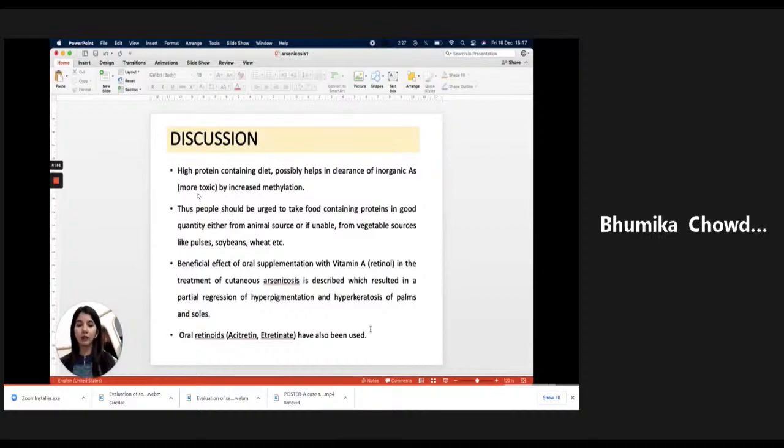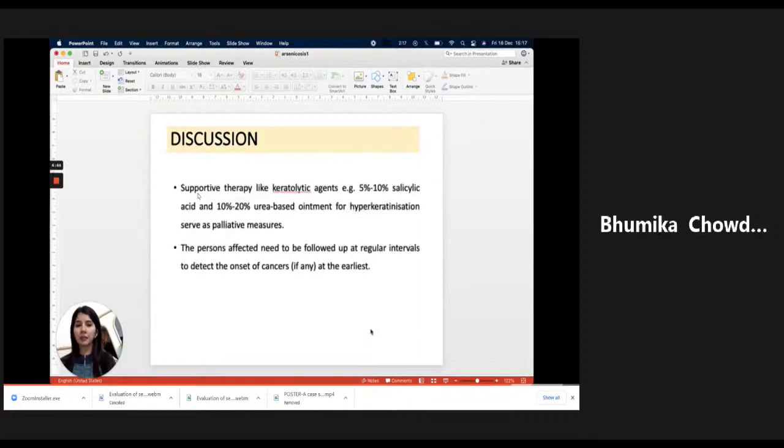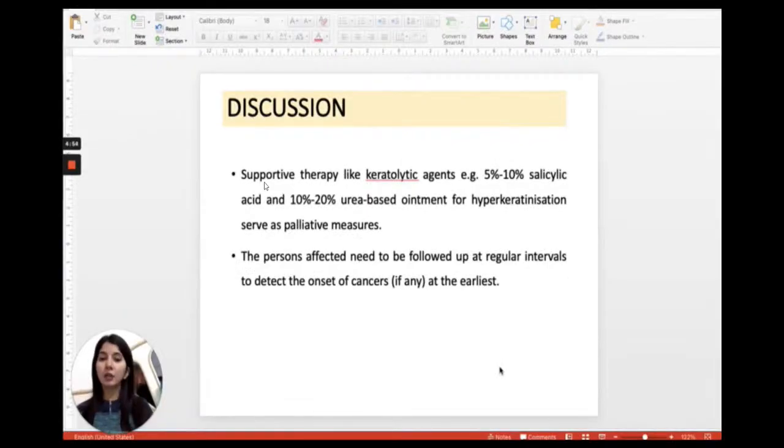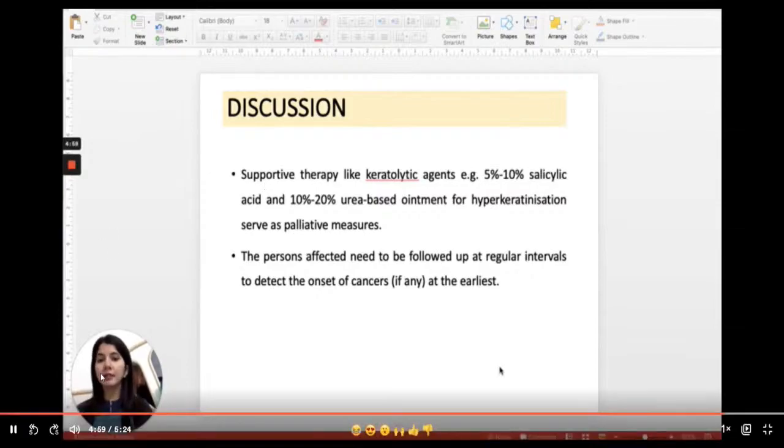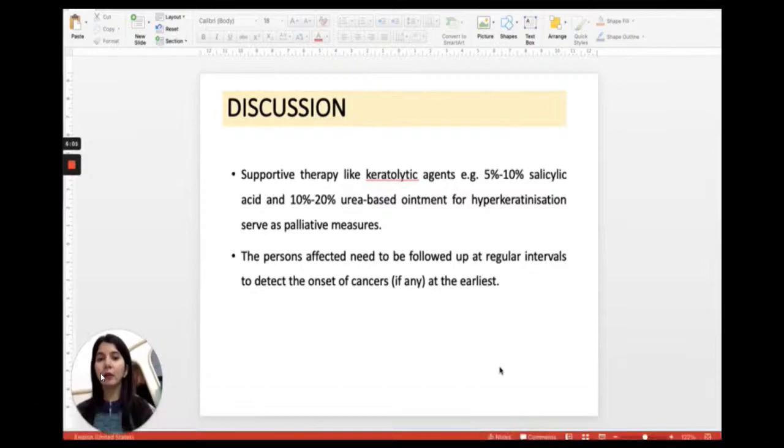Oral retinoids like acitretin, etretinate have also been used. Supportive therapy like keratolytic agents like 5 to 10% salicylic acid and 10 to 20% urea-based ointment for hyperkeratinization serve as palliative measures. Our patient was also given tablet acitretin 25 mg along with salicylic acid and urea-based ointments, which resulted in partial regression of keratotic lesions. The persons affected need to be followed up at regular intervals to detect the onset of cancers, if any, at the earliest.